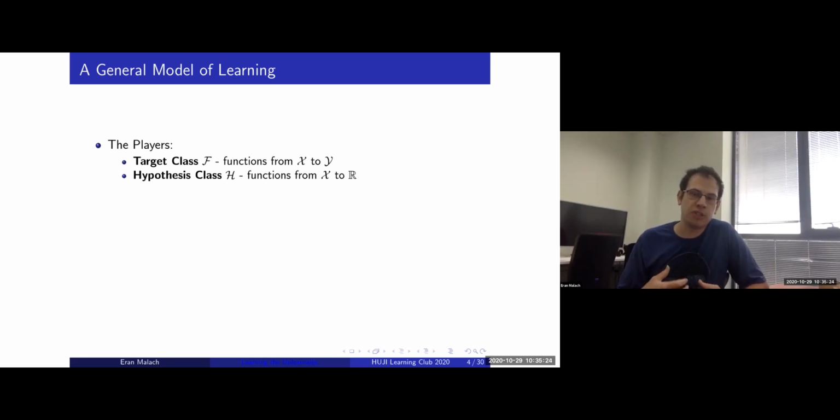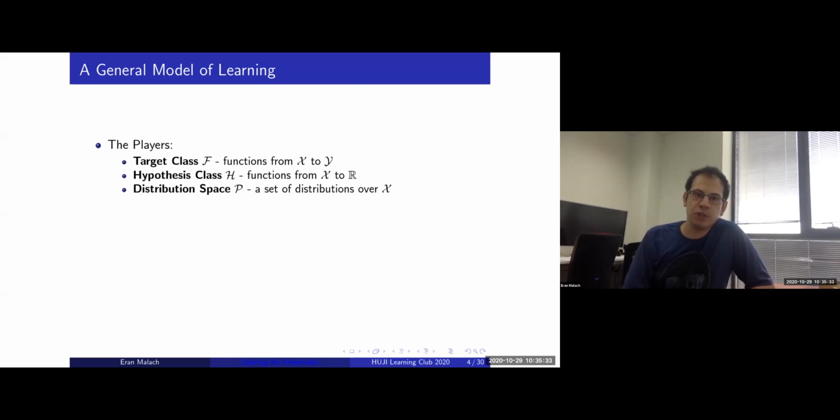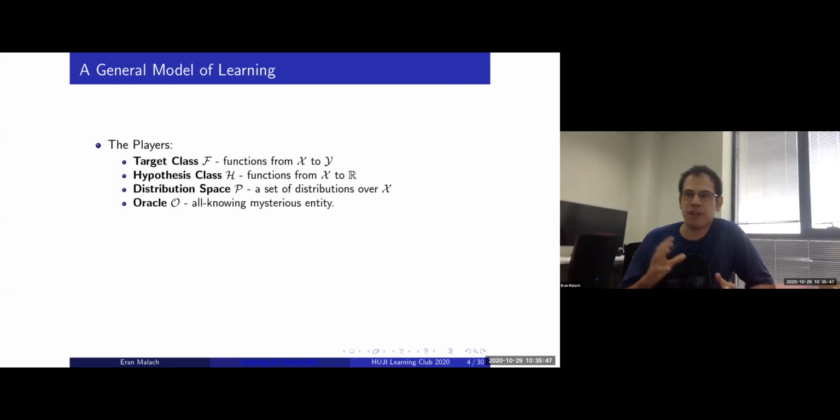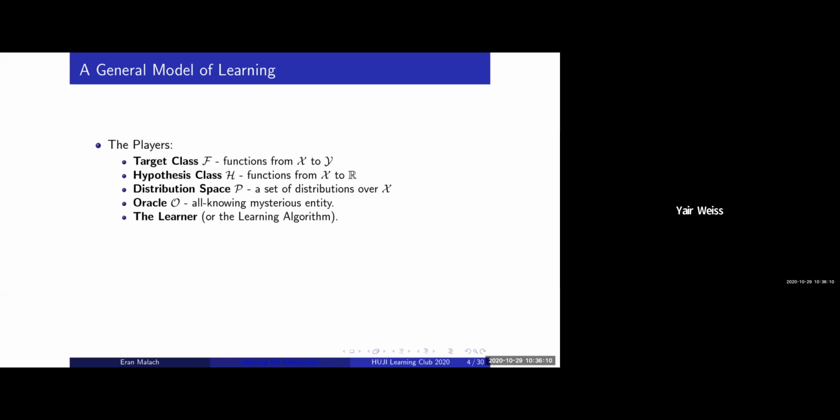So this is our choice as learners to choose a hypothesis from the class H, and the target class, which labels the world, is the class F. We also have the distribution space, which is just a set of distributions that captures, again, our assumption about how the distribution of examples behaves in the world. And we have an oracle, which is kind of like a mysterious being. I will not explicitly define it, but we can think of it as an all-knowing entity that is the guy that we're competing with. And finally, we have the learner, which is the learning algorithm. This is us, in a sense, that we want to learn the problem.